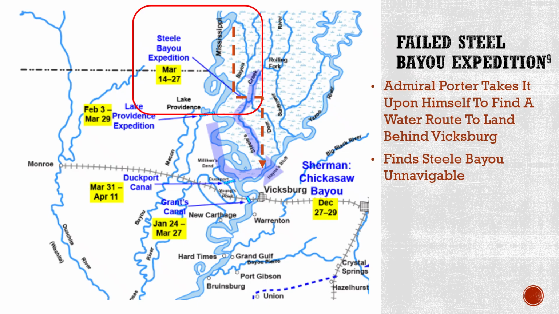The Confederates had dropped trees in his way. There were overhanging branches. There were areas that were just plain too shallow. And once again, another failed attempt to find a way to get to Vicksburg.